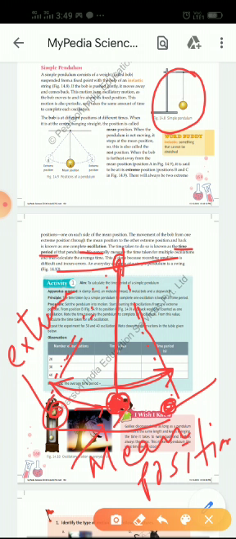Okay, so if you want to calculate the average time, then you have to measure the time taken for multiple oscillations.